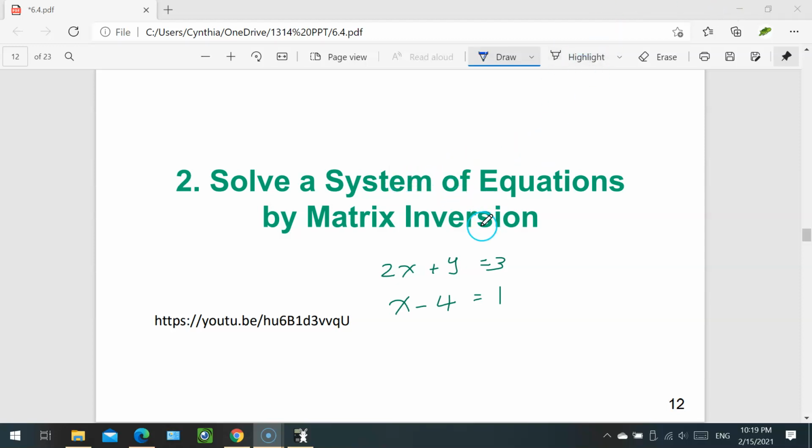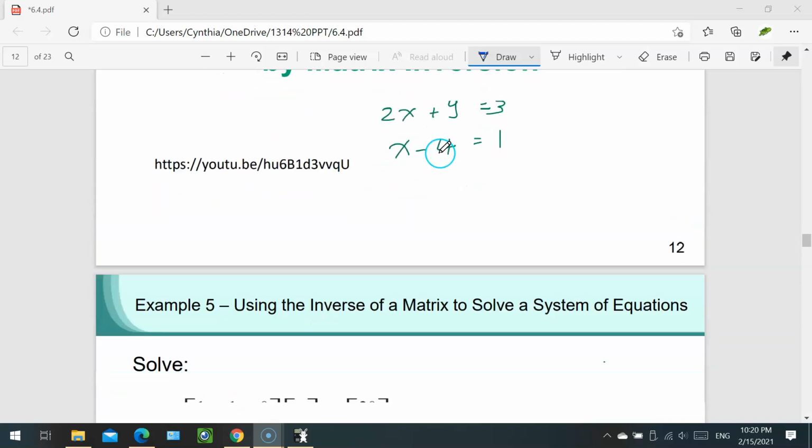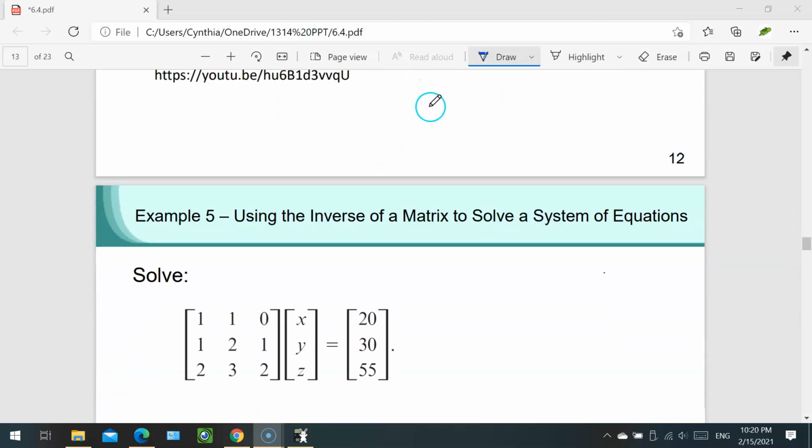Solve a system of equations by matrix inversion. So when we have a system of linear equations, for example, two linear equations, that means we have two unknowns. We want to solve for x, y, and we can use the matrix inverse to solve for it. So we do the example first, and then we go back to work on this type of question.